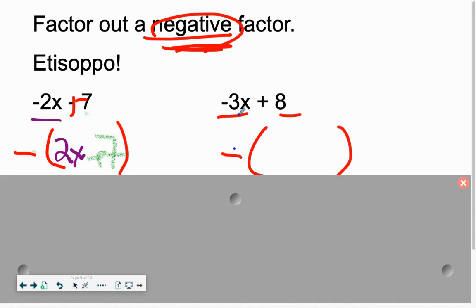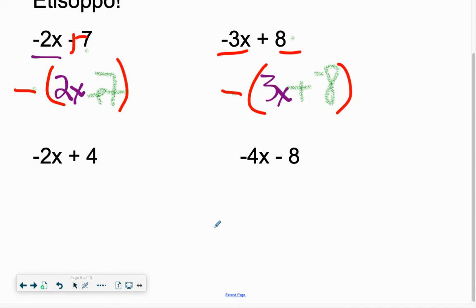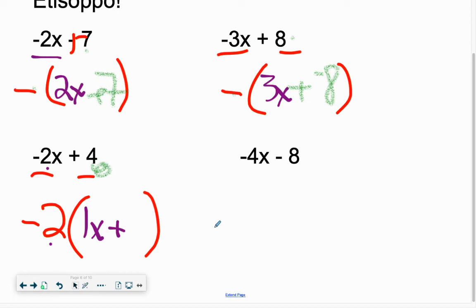So what is the opposite of a negative 3? Positive 3x. Plus, what's the opposite of 8? A negative 8. That's all "Etazapo" is, just taking and working it backwards in a sense. Notice between 2 and 4, we've got a GCF of 2. The instruction said to factor a negative out, so make it a negative 2. As you do that, a negative 2 divided by negative 2 gives you 1x, plus 4 divided by negative 2 gives you a negative 2. Done.